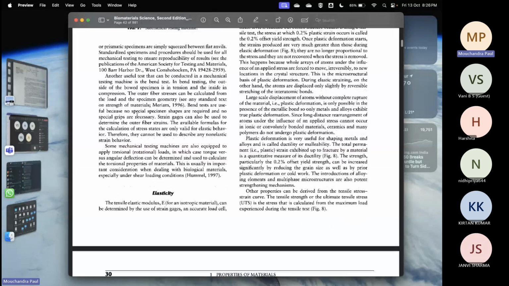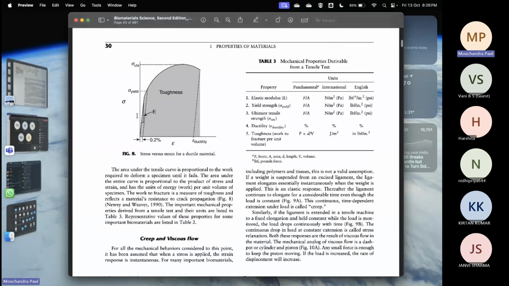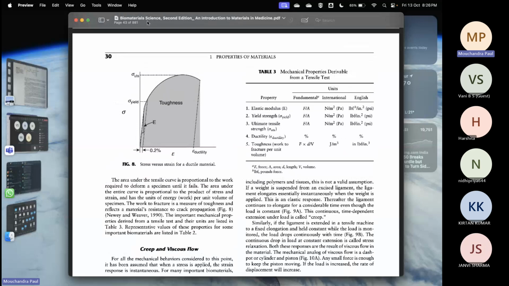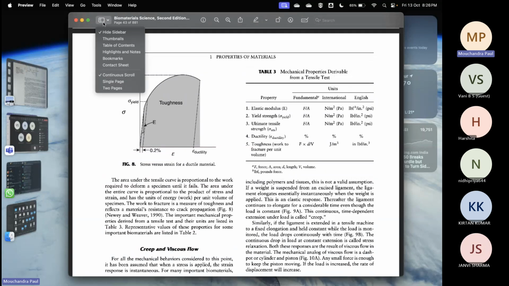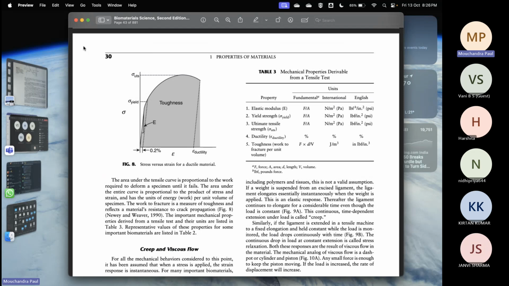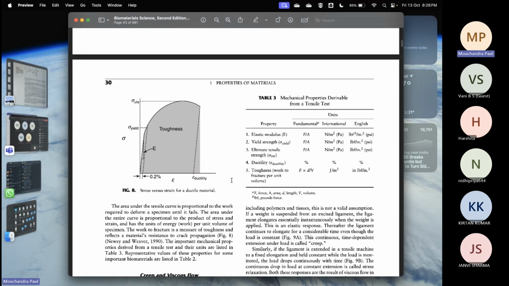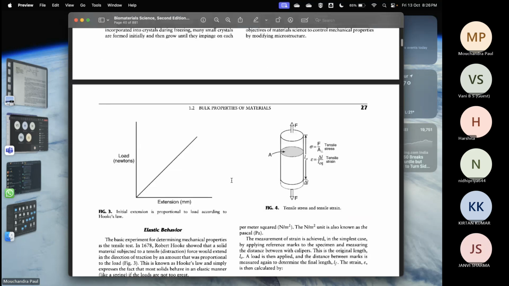So this is another book that I'm showing you guys. This is called Biomaterials Science, and I have used this book to cover a few of the topics in the biomaterials section. So I will give you the reference details of this book so that you can download it and keep it with you, and in case you need it, you can refer to it.